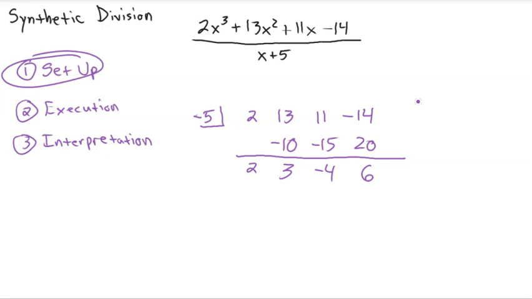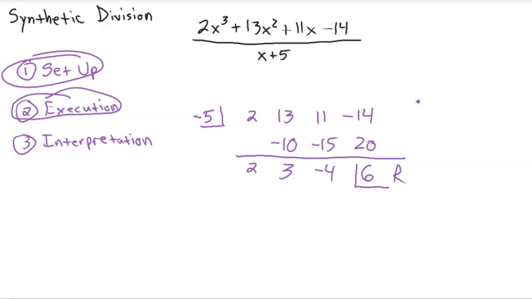That was pretty fast, right? That is how fast synthetic division can go. And then we're going to put a little half box around the 6. Now we're done with the execution. Now we're going to move on to the interpretation. This number in the half box right here, all the way on the end, that's the remainder. Okay, it's really easy, isn't it?